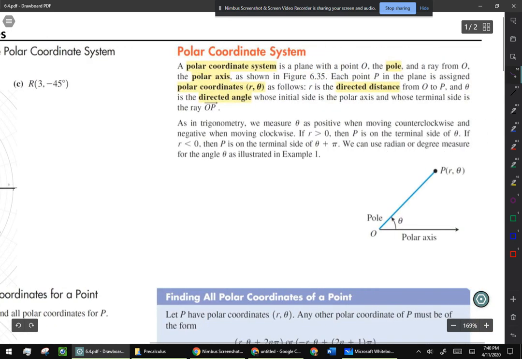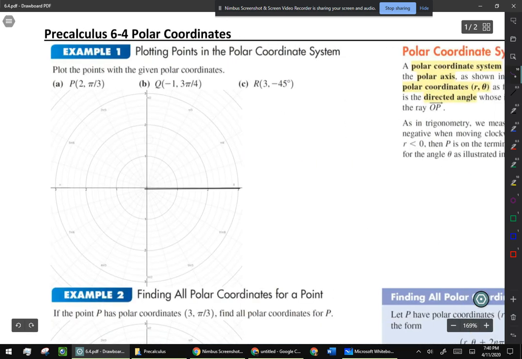Specifically over here, it even says there's a directed distance and a directed angle. So that's your radius and your angle. Let's identify or mark the directed angle. So pi over 3 is the directed angle. And so, again, if you think about having a dog on a leash that's attached to the pole, the dog is in the direction of pi over 3, 2 units away.